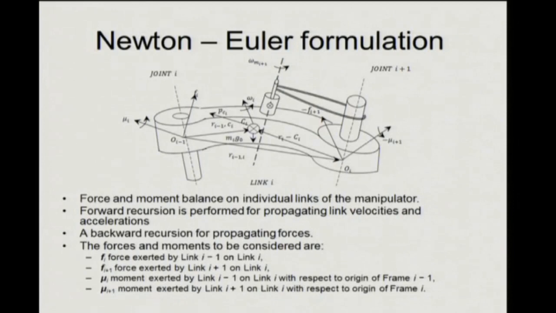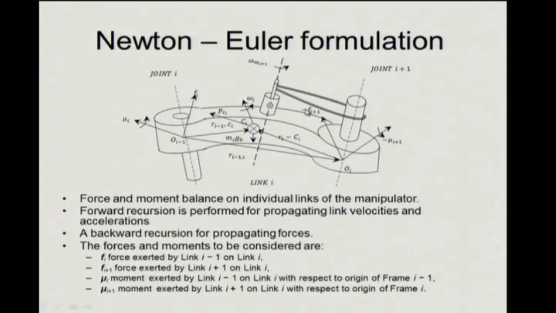In the Euler-Lagrange formulation, you just wrote the total potential energy and the kinetic energy over the whole system, and then you took some partials with respect to some generalized coordinates. Here you are going to write a force and a moment balance equation on individual links of the manipulator. If this is a system, at this end it is connected to another link, to another joint, and here it is connected to another link, to another joint. There is a force which this link imparts at this joint, which I am calling Fi. There is a force which this other link imparts at this joint, which I am calling Fi plus 1 with a minus sign.